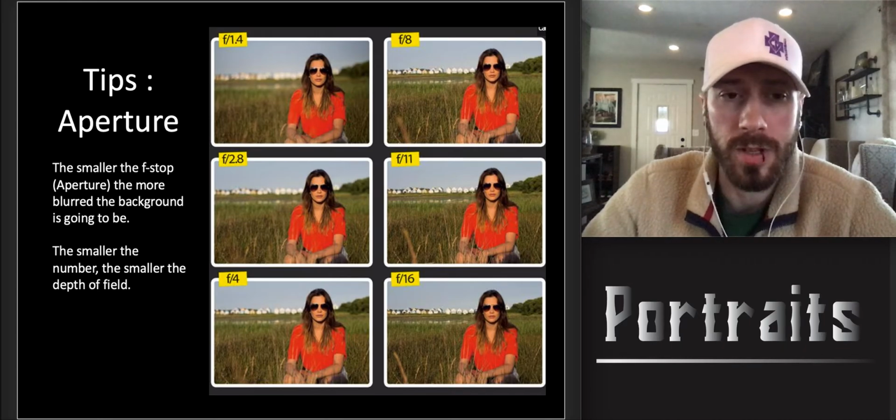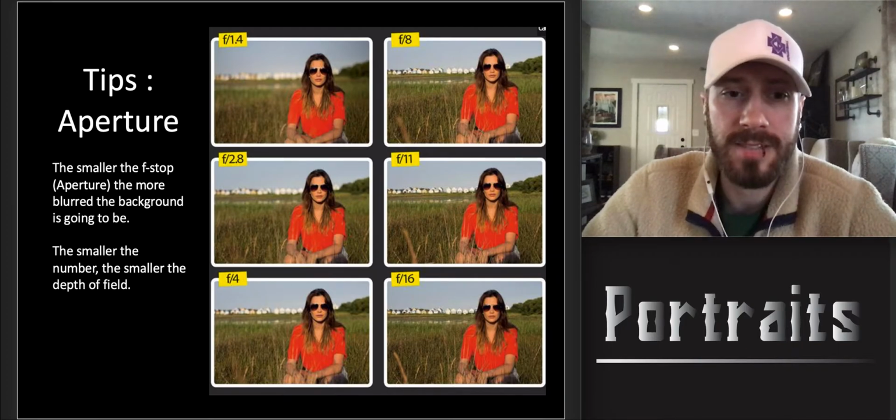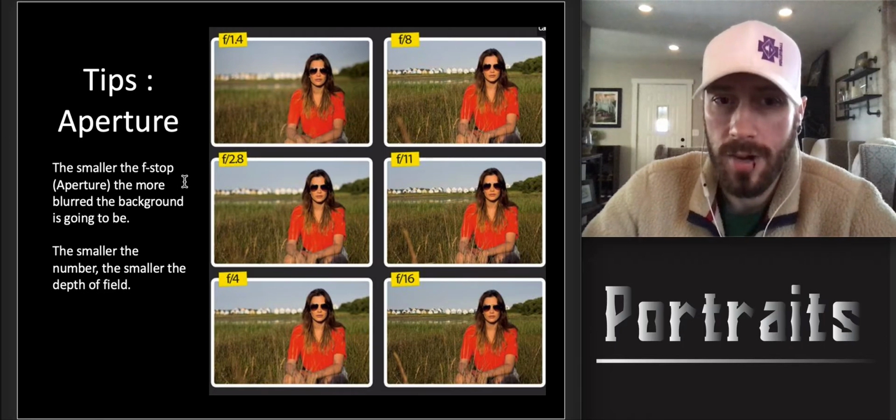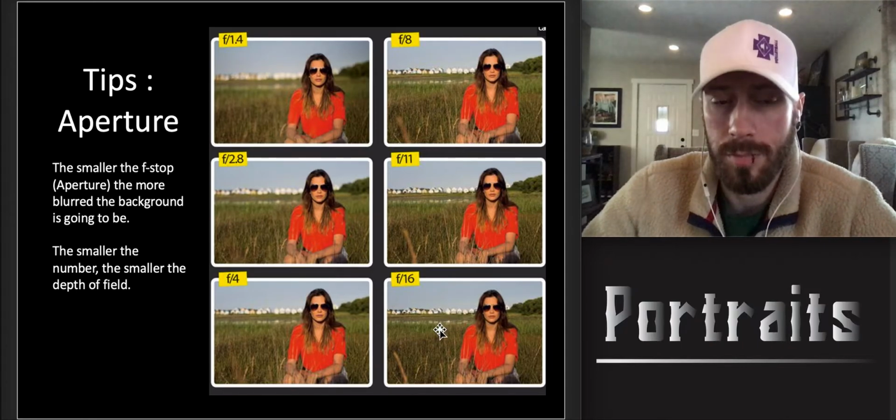But just to show you really what's happening, on here, this is measured in what's called an f-stop. So that's why there's a little F on here. It says the smaller the f-stop, which is just, again, the aperture, the more blurred the background is going to be. So this small number, 1.4, you have a blurry background. And then up to F16, you have a non-blurry background.